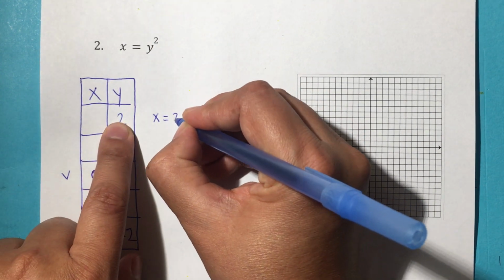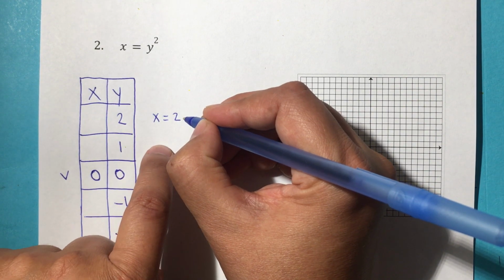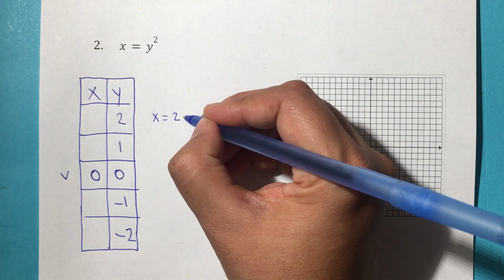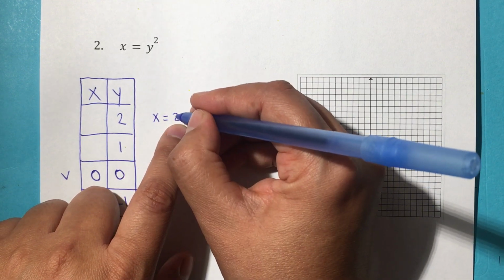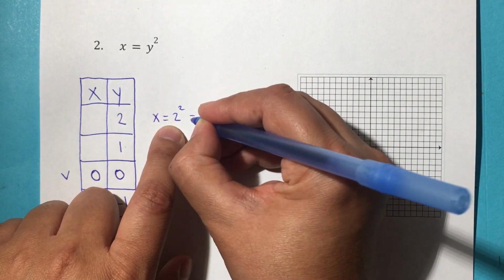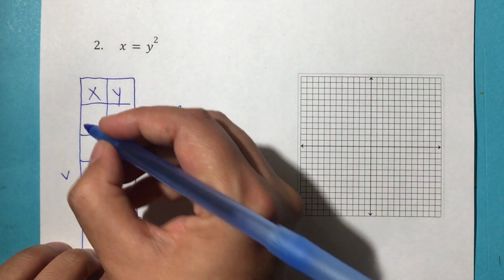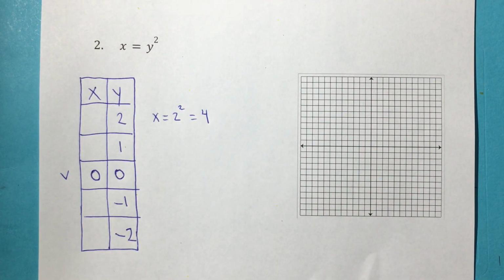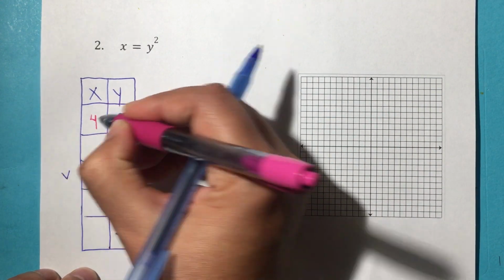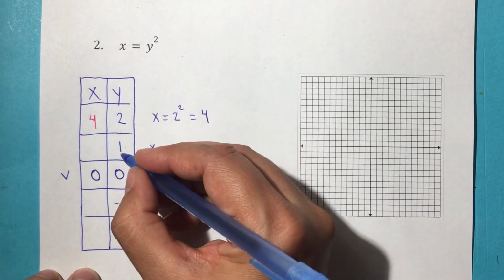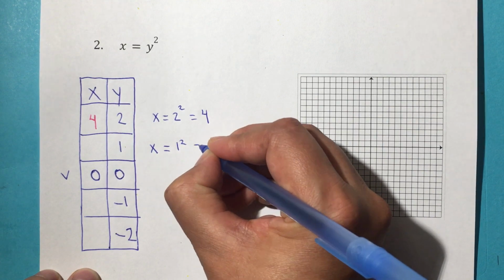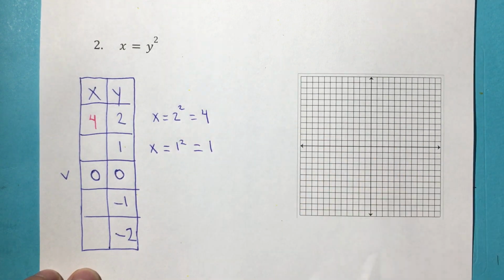So in this case, and again, it doesn't matter if I start here or from the top down, that's okay. Okay, so x is equal to y squared, so y is 2, squaring that gives me 4. So that's going to be the value for x, okay, 4. And so for the next one, x is equal to y squared, the y is 1, so 1 squared equals 1 times 1, which is 1.